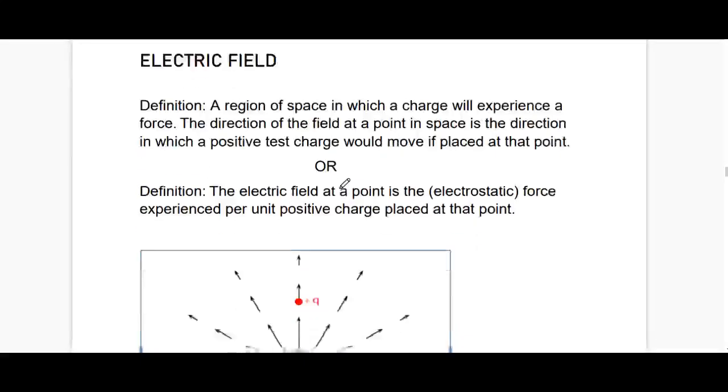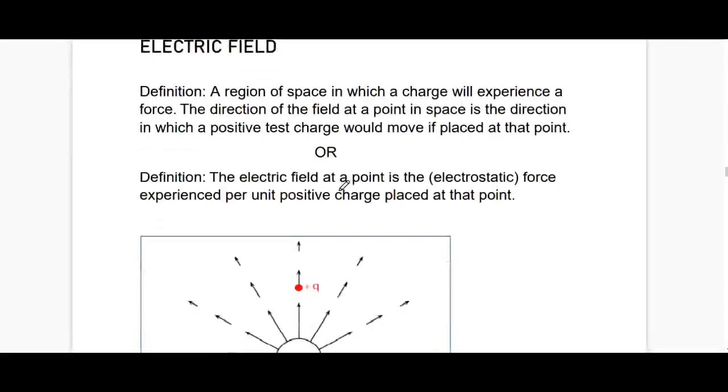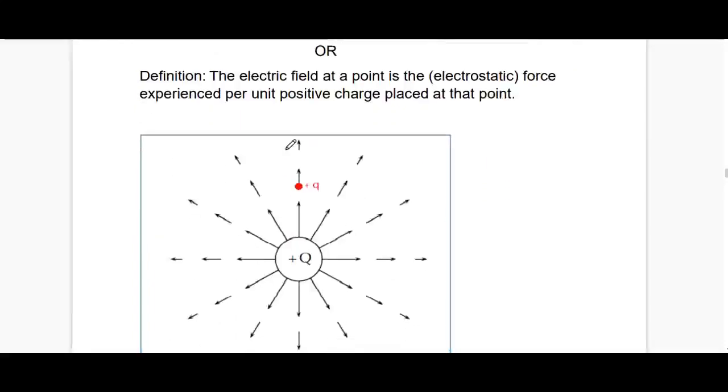Okay, so now there's a definition that you can pause the video and read it or write it down. So what is this electric field? It is a region of space in which a charge will experience a force. And the direction of the field at a point in space is the direction in which the positive charge would move if placed at that point.